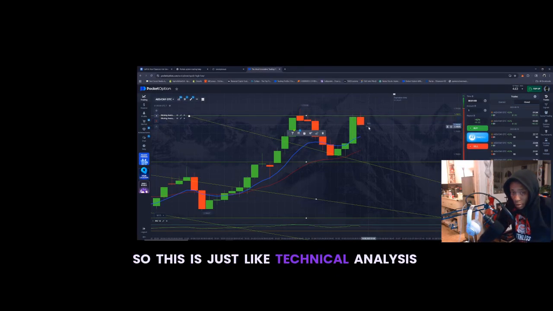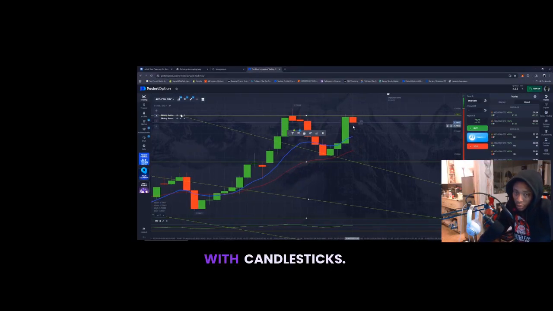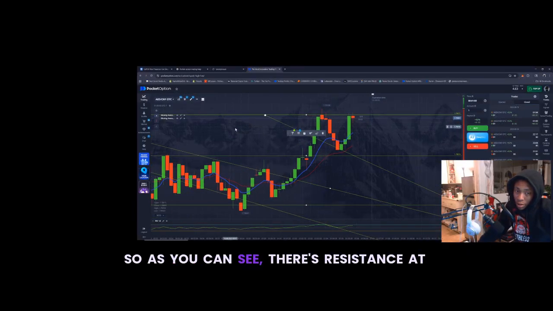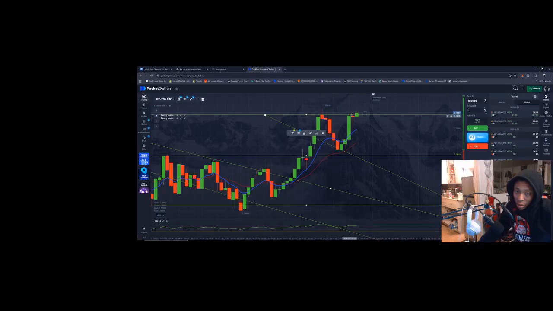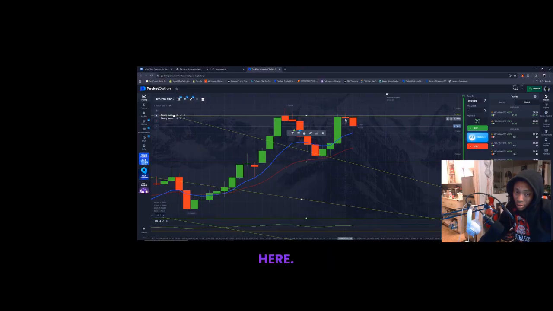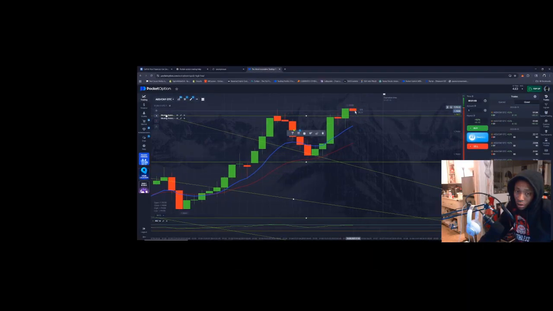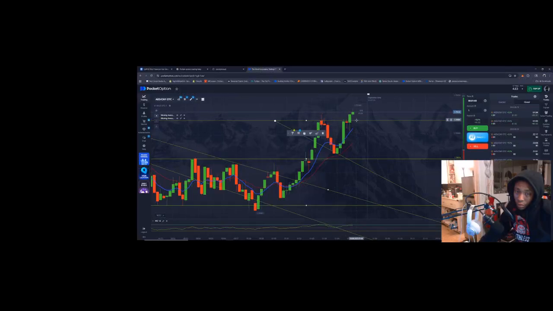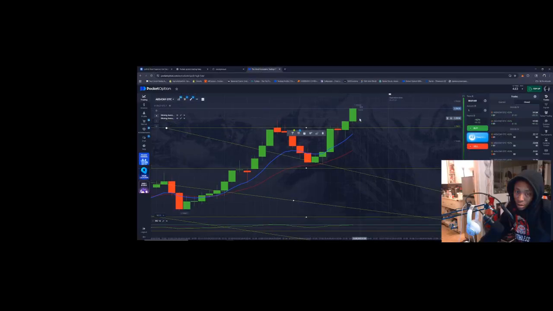So this is just like technical analysis with candlesticks. As you can see, there's resistance at this price line. They're pushing it up, push back down, pushing it down. There's consolidation here. Now they're just pressing down. Within a minute, it wouldn't be safe because right now it's in a possible consolidation period. Still showing resistance, but you never know. We'll see where this closes.